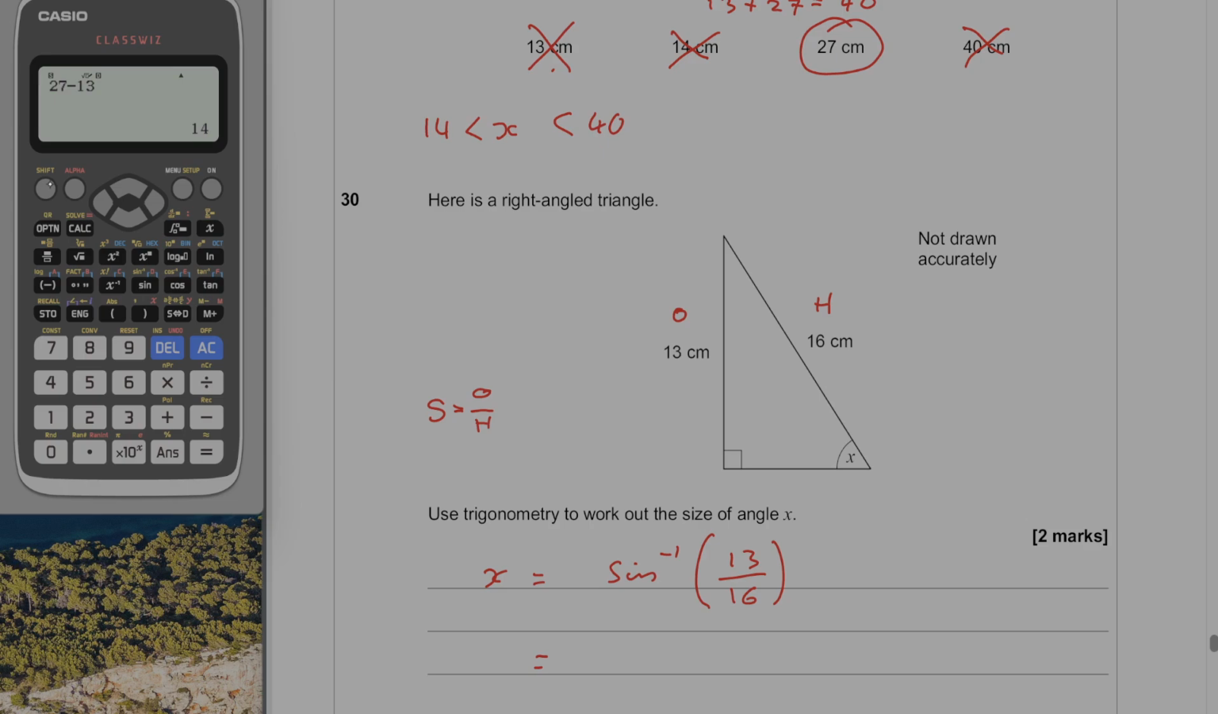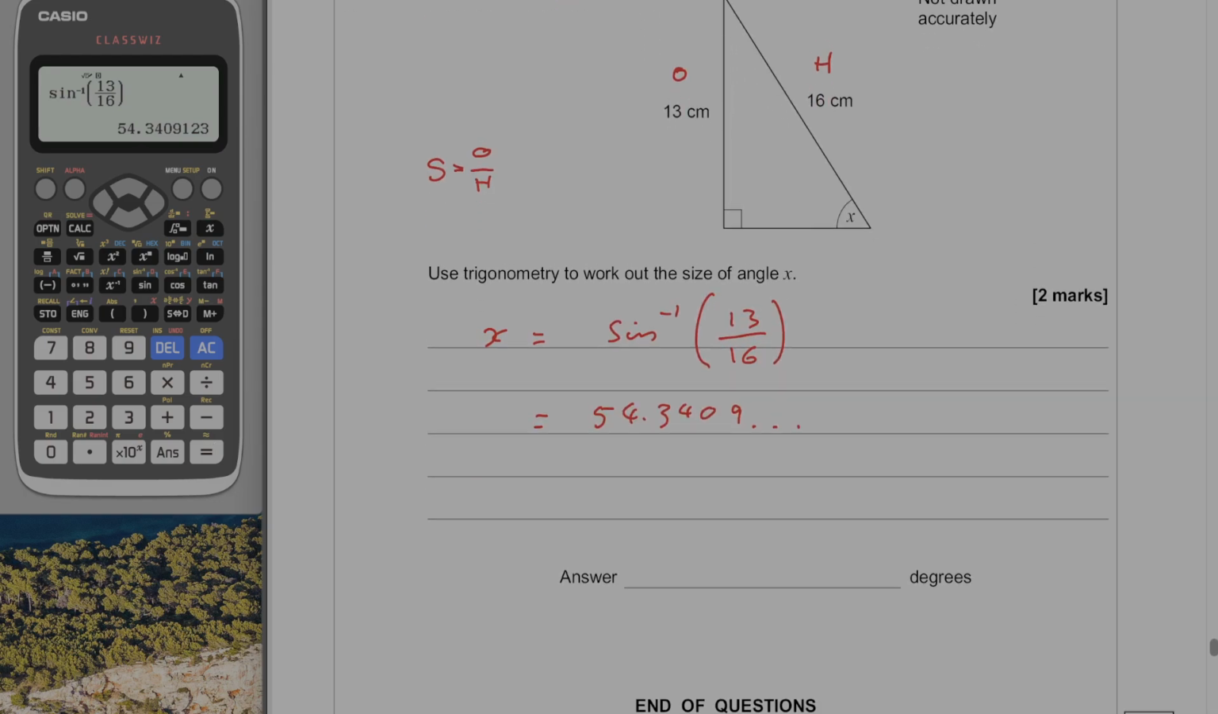So check my calculator's in degree mode. Got a little D there. So shift sine, and then we'll type it in as a fraction, 13 over 16, gives us the value of 54.3409... not rounded. It doesn't ask us to round to a specific amount. Use trigonometry, so I'm going to go to three significant figures. So 54.3.